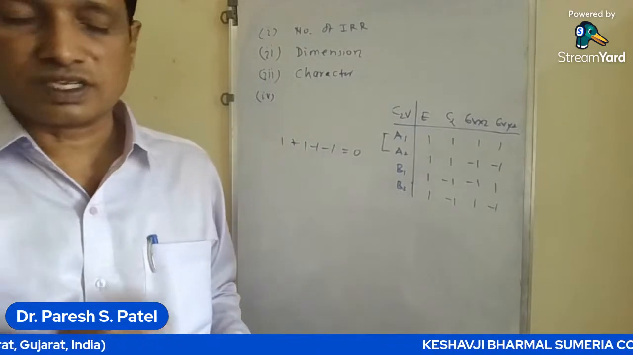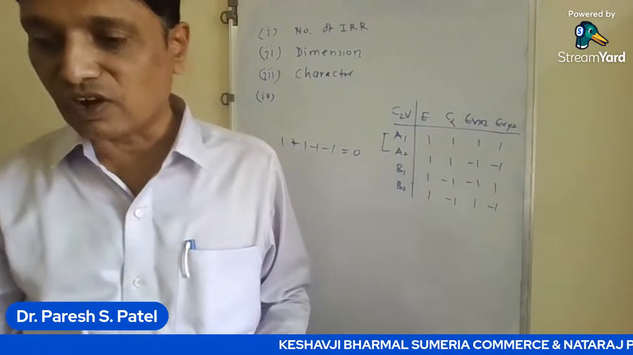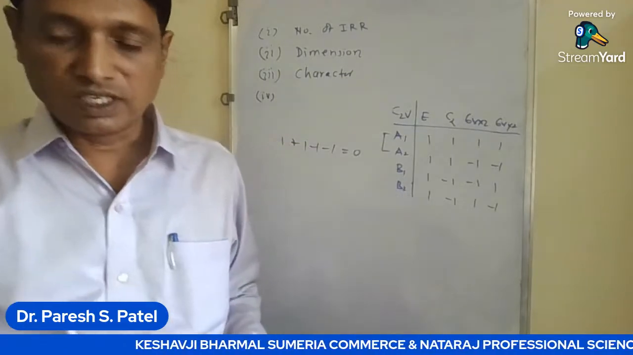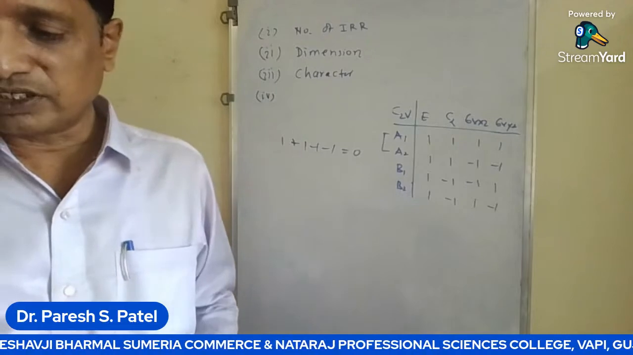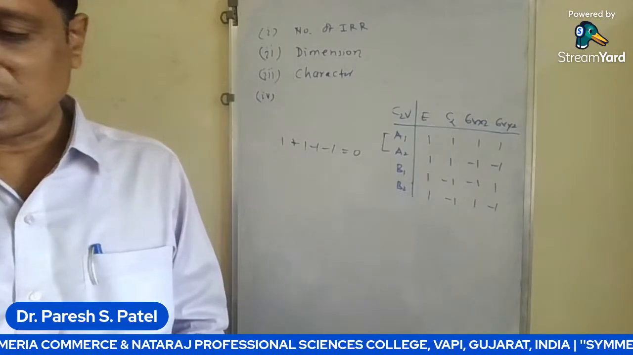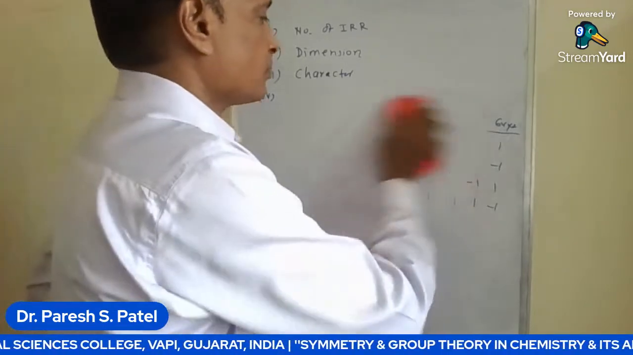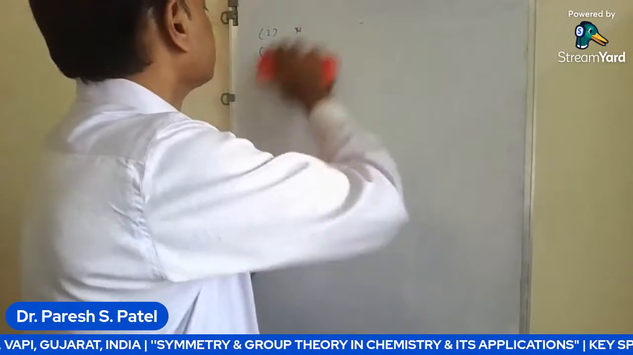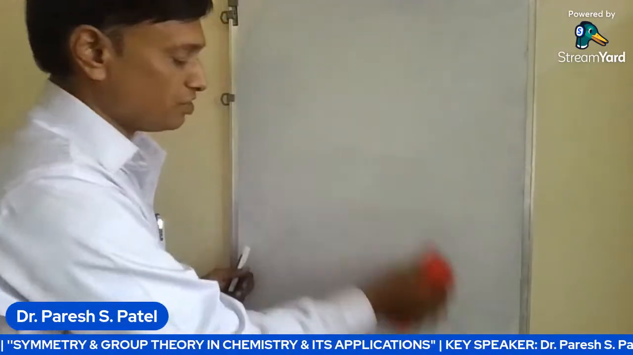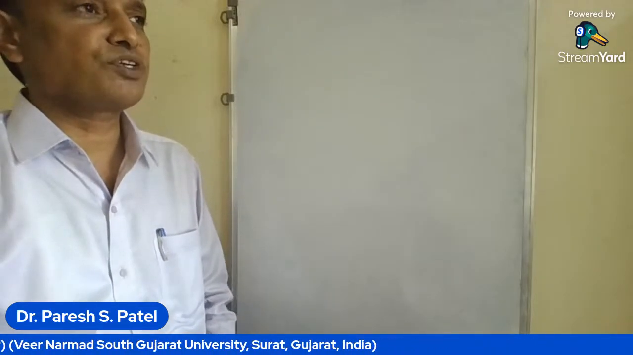And the last consequence or characteristic of the irreducible representations: the characters of the elements of the same class of an irreducible or reducible representation are the same. So with the help of these characteristics of the irreducible representations, we can derive the character table for the C2V point group and the C3V point group. So two character tables are in our syllabus. One is the character table for the C2V point group and another one is the character table for the C3V point group.